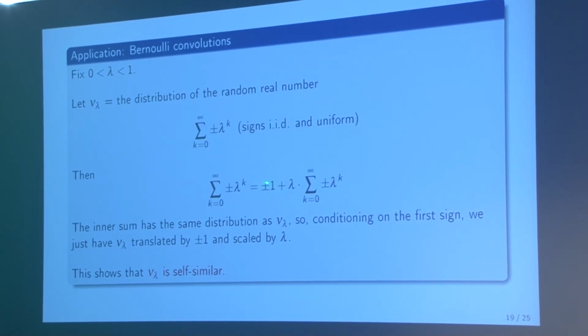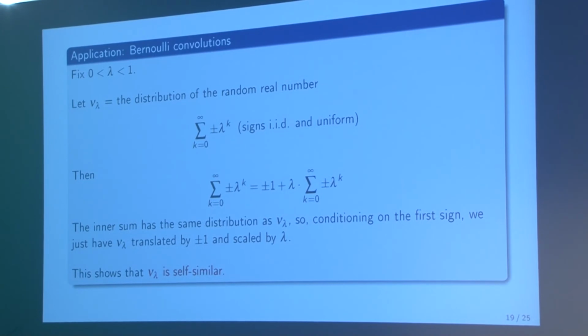In any case, if you condition on the first sign, then what you see is that the distribution of this random series is the average of the distribution of this random series scaled by lambda and translated by 1, and of the distribution of this random series scaled by lambda and translated by -1, which is exactly the identity that I wrote on the second slide. You exhibit nu lambda as an average of its image under two affine maps, under two similarity maps. And so nu lambda is a self-similar measure.